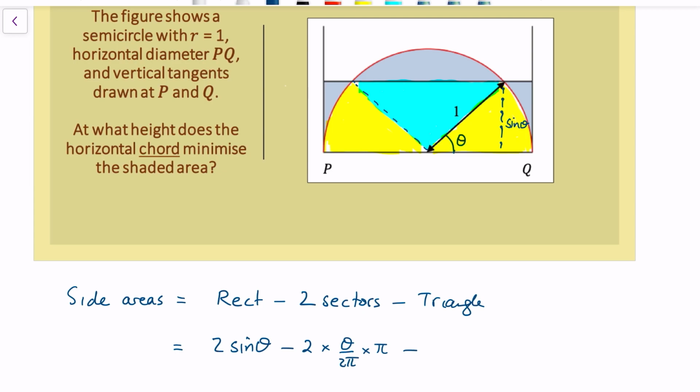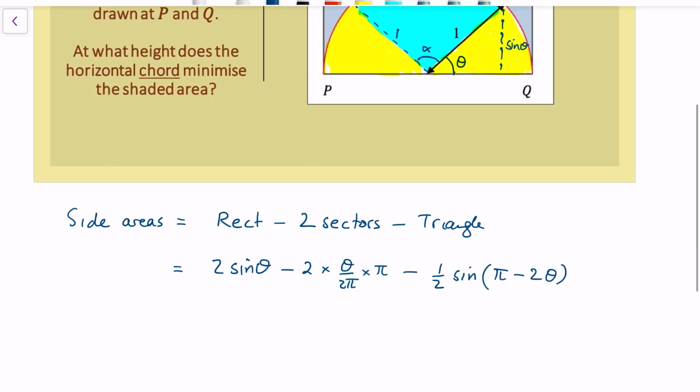and then minus the triangle. The triangle has an area of half ab sine C. Half, a and b are both 1, so half times 1 times sine of this angle here, which we'll call alpha, but alpha is just equal to pi minus 2 theta. Remember that pi is 180 degrees.